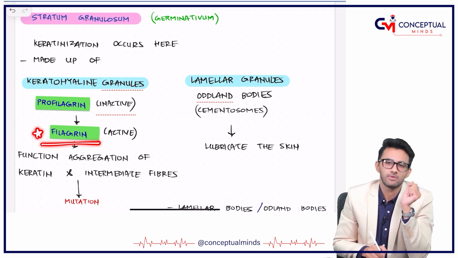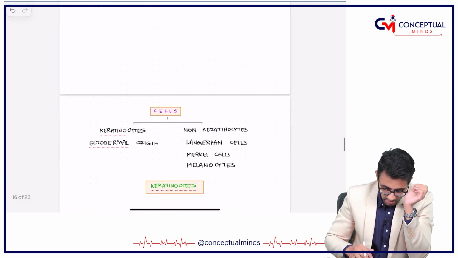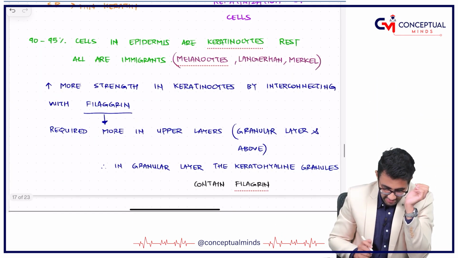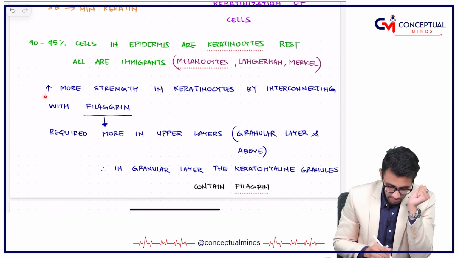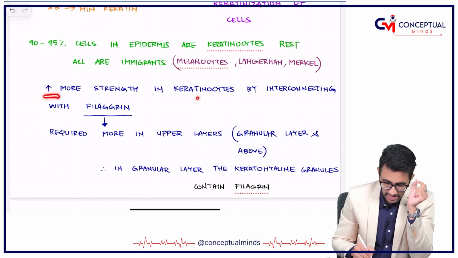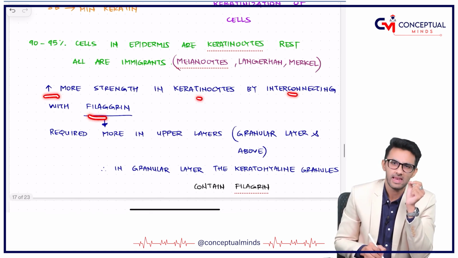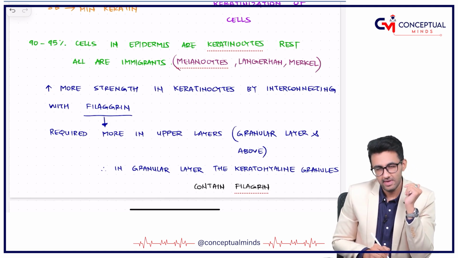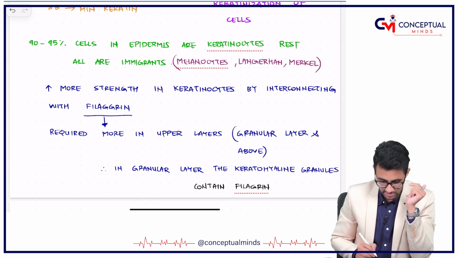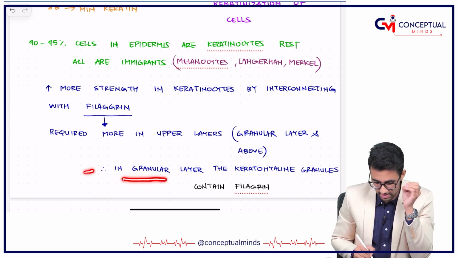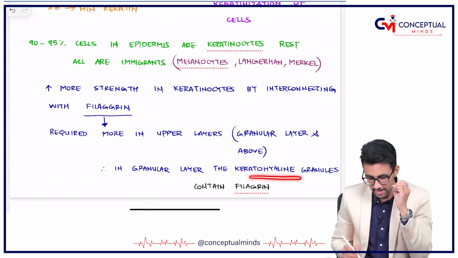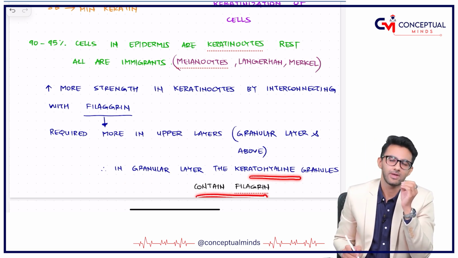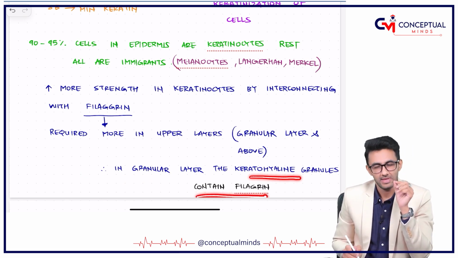Okay, so that was the concept behind it. Let us go to our topic. Filaggrins give more strength to keratinocytes by interconnecting them. In the upper layers we have filaggrins, so in the granular layer the keratohyalin granules contain filaggrins. That was the point we just saw.